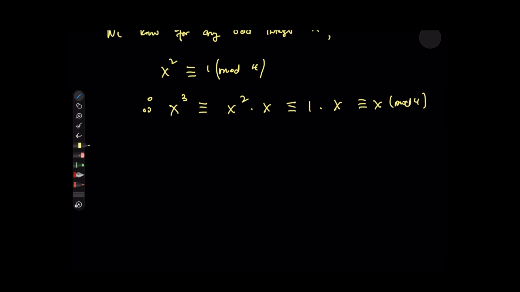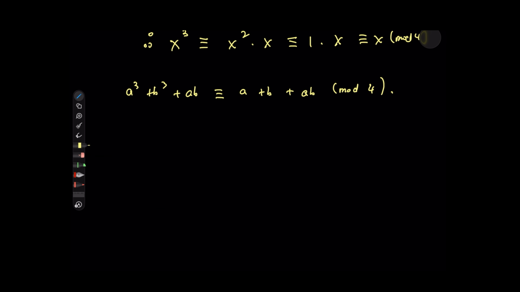So I've got some space. So this is congruent to x mod 4. So what does that mean for a cubed plus b cubed plus ab, which you could have used as well, which is completely fine? This will be congruent to a plus b plus ab mod 4. So now I could use different pairs. Let's go case by case.